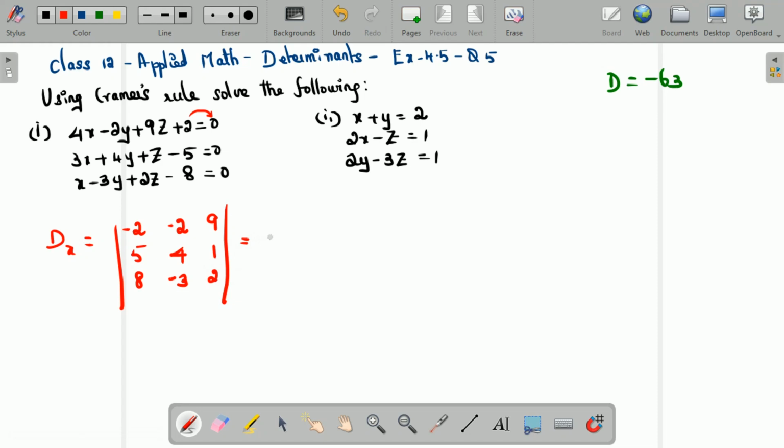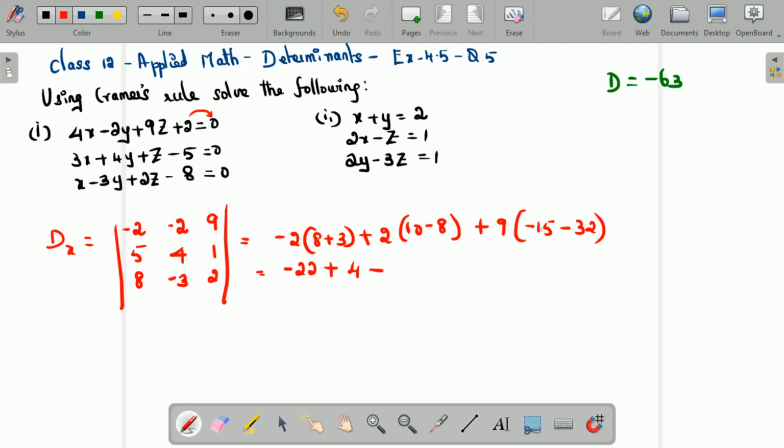So let's evaluate this particular determinant. So it is minus 2 into 8 minus of minus 3 is plus 3 plus 2 into, this is going to be 10 minus of 8 plus 9 into, this is minus 15 minus 32. So let's calculate this. So this is 11 into minus 2, minus 22 plus this is going to be 2 into 2 is 4 and this is going to be minus 15 minus 32 into 9. So which is going to be minus 423. So the final answer here is going to be minus 441. So I'm going to mark out the value of dx. So dx is equal to minus 441.